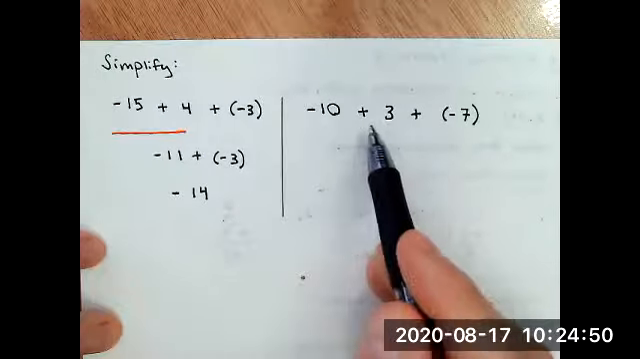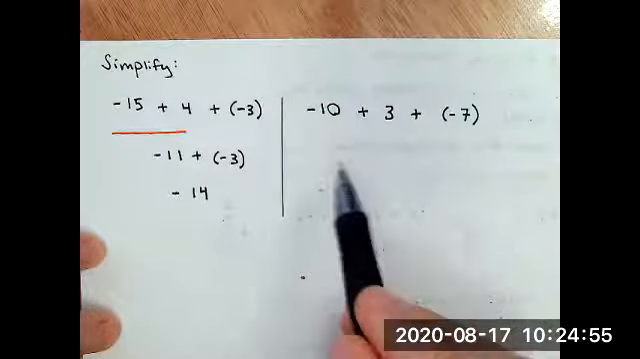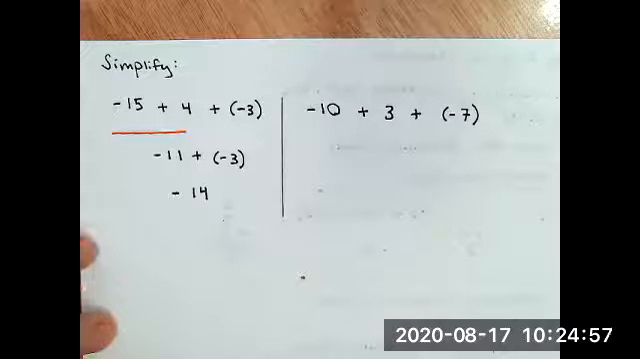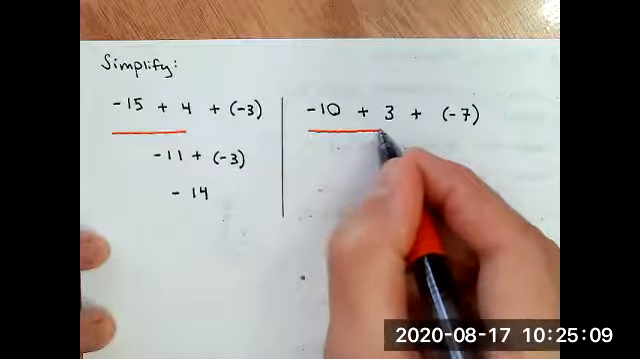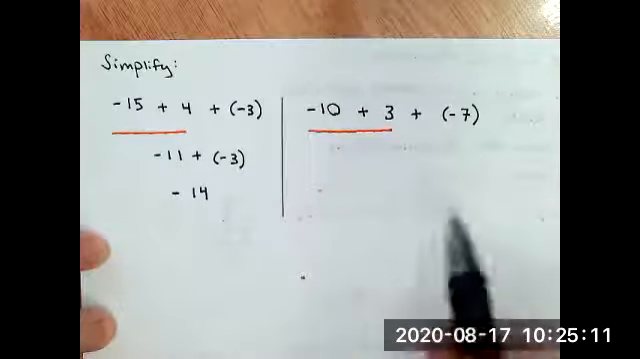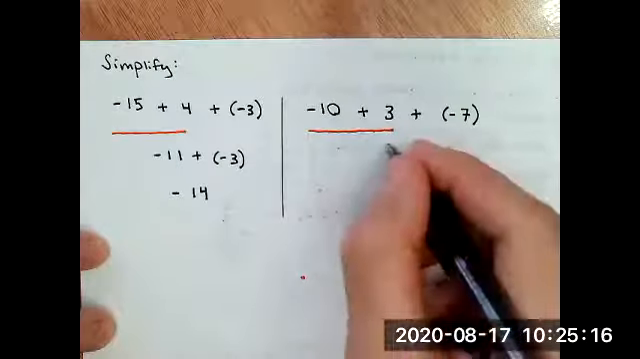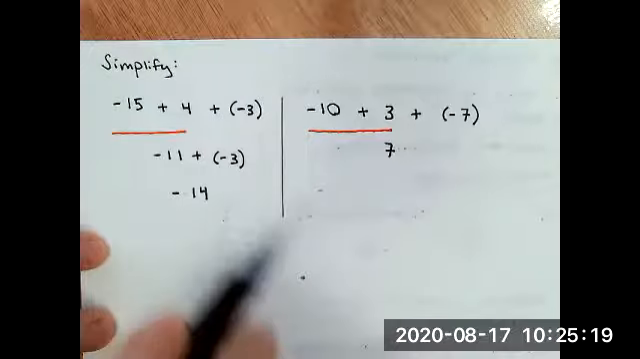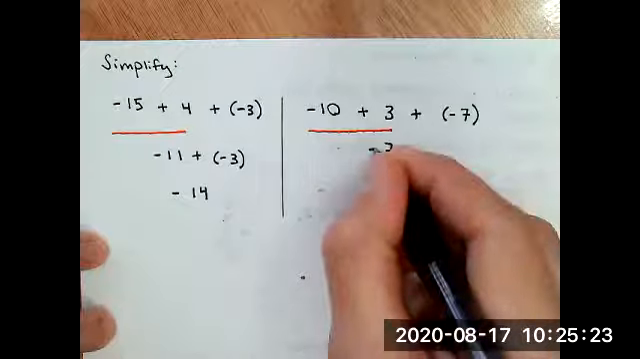All right, negative 10 plus 3 plus negative 7. And if I were you, I would pause the recording and try it on your own before watching me do the rest of the problem. All right, going left to right, we'll add negative 10 and positive 3. And since they have different signs, you subtract. 3 from 10 is 7. But since the larger one is negative, the result's going to be negative.